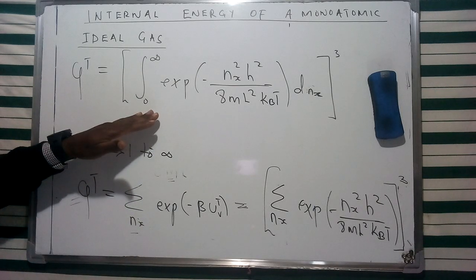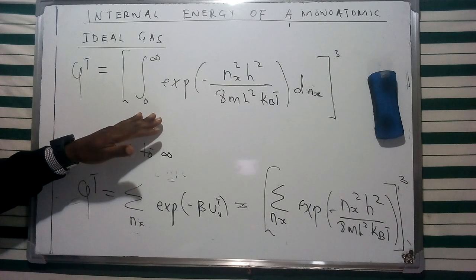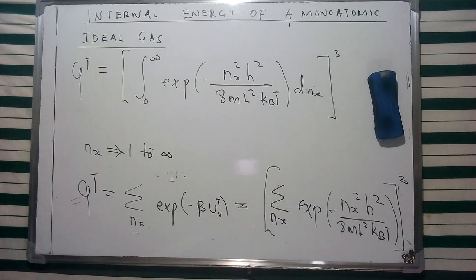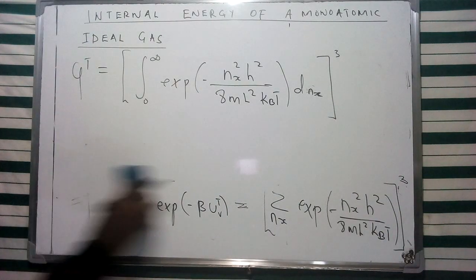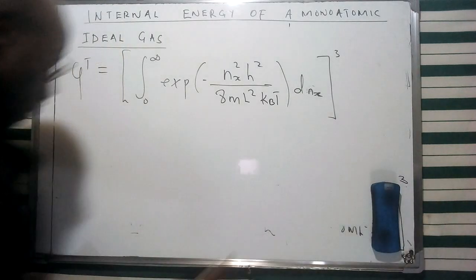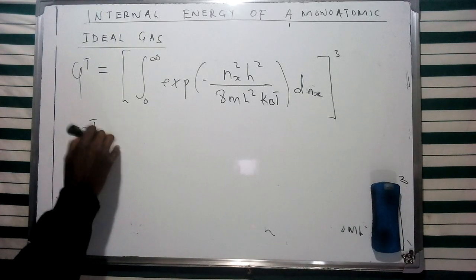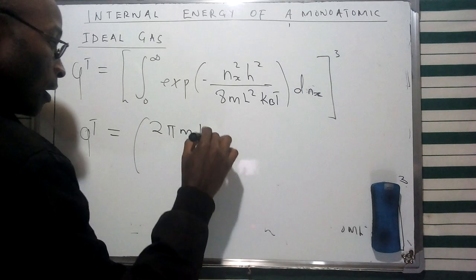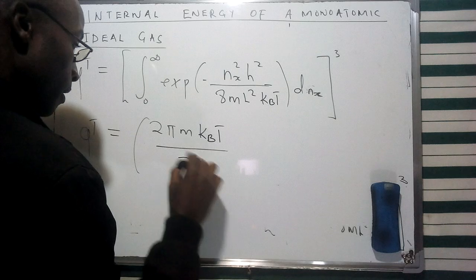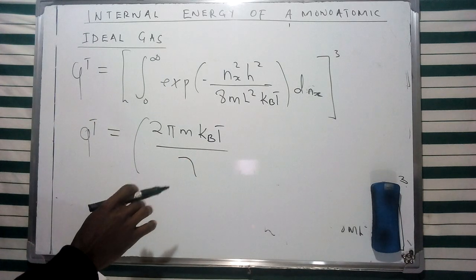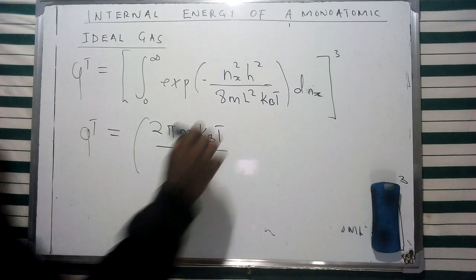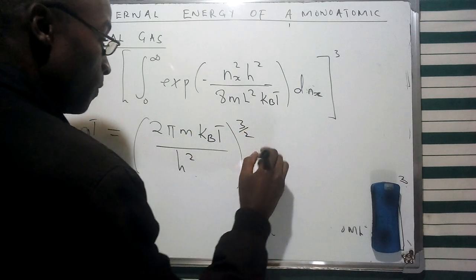So using the concept of this standard integral for finding the summation, or rather for finding the partition function, we're going to see that this specific integral is going to lead into a form that can be given in this specific case as the translation partition function is equivalent to 2 pi m kbT all over the square of the Planck's constant, and then we're going to have this one raised to power 3 over 2, and then V.